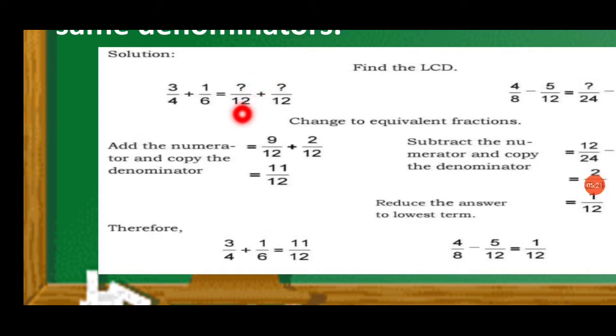So that is 12 divided by 4. We have to divide the LCD by the denominator and multiply it by the numerator. So 12 divided by 4 is equal to 3, times 3 is equal to 9. So that must be 9. Again, 12 divided by 6 is equal to 2 times 1 is equal to 2. So therefore that is 2. So the givens now are 9 over 12 plus 2 over 12, which is equal to 11 over 12, because 9 plus 2 is equal to 11. So copy the common denominator, which is 12. So therefore 3 over 4 plus 1 over 6 is equal to 11 over 12.